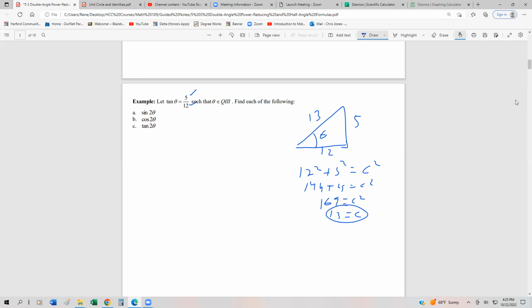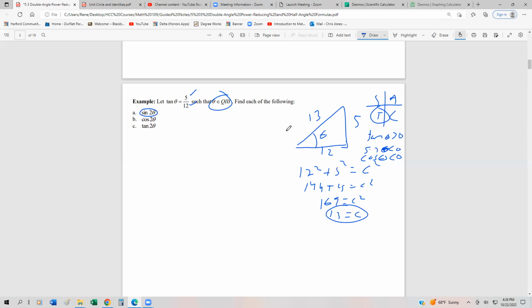Now, the other thing we have to remember is "All Students Take Calculus." We're looking at quadrant 3. So what we know is that the tangent of theta is greater than 0, but the sine of theta is less than 0, as is the cosine of theta. So now that we know all that, let's go ahead and employ our formulas.